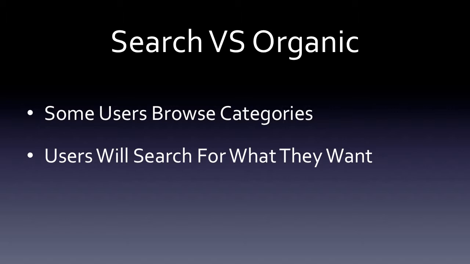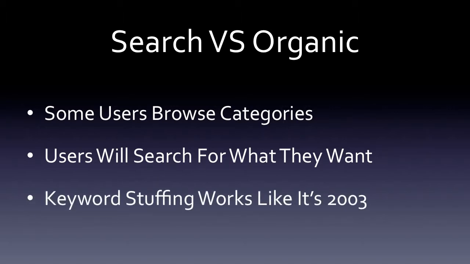Some users will actually use the search function on classified sites, and this is something you want to keep in mind, because one of the ways that you're going to show up in search is simply to keyword stuff your ad. So you want to think of all the search terms that a prospect would use, and then at the bottom of your ad, you're just going to stuff them with those search terms.